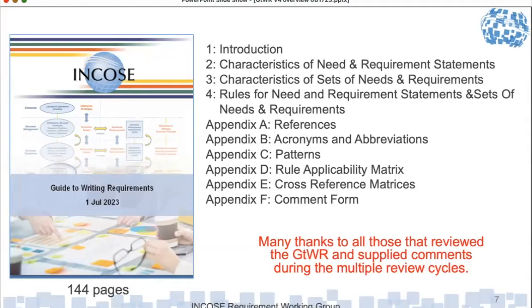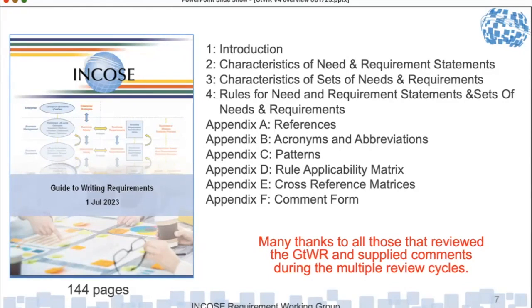The overall organization: we have the introduction, and I'm going to go into a little more detail on that. There's quite a few areas within that. Section 2 talks about the characteristics of need and requirement statements. Section 3, characteristics of sets of needs and requirements. And then Section 4 has the rules. Appendix A, reference material. B is acronyms and abbreviations.